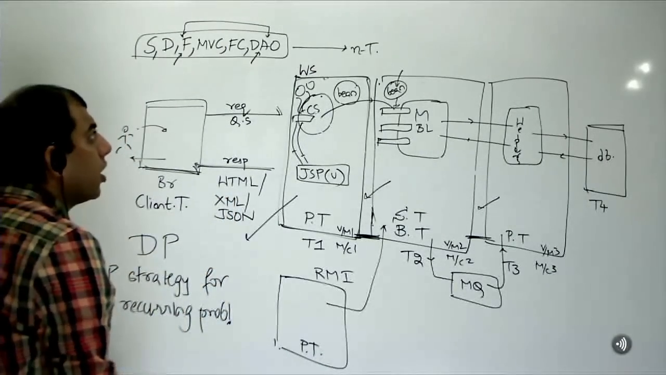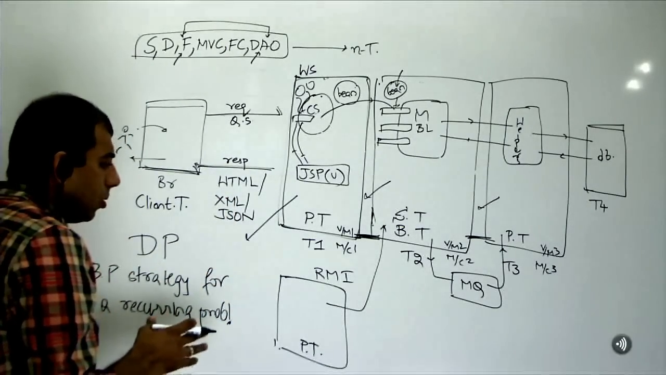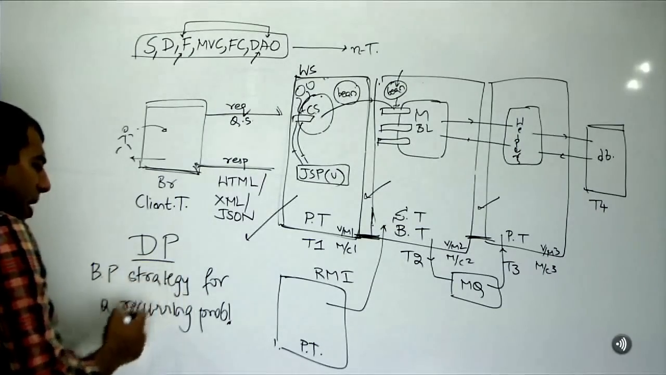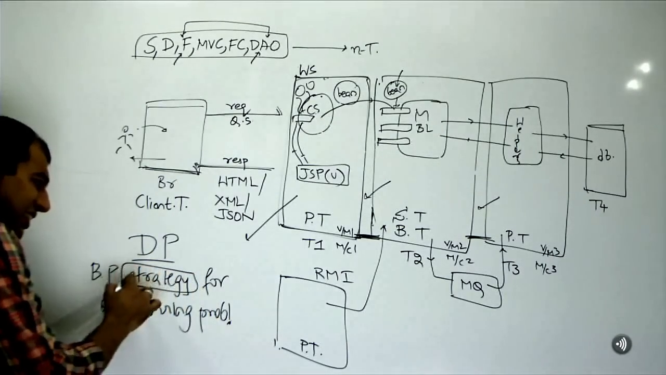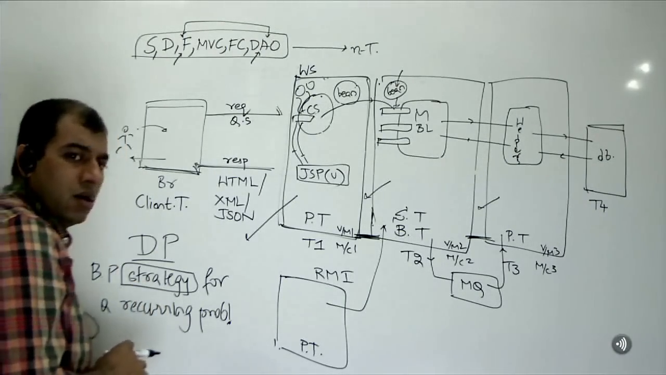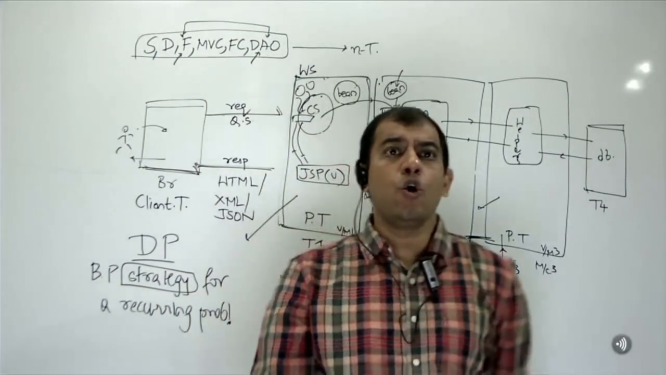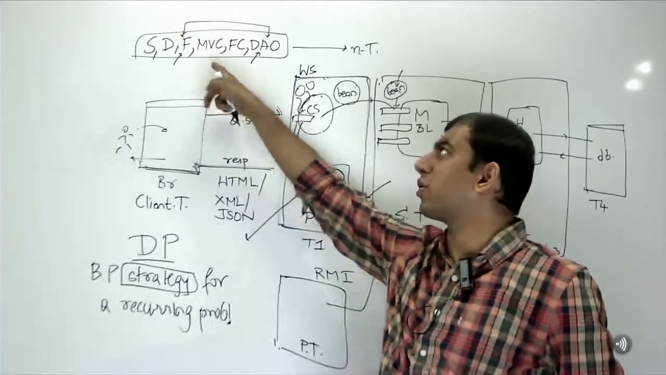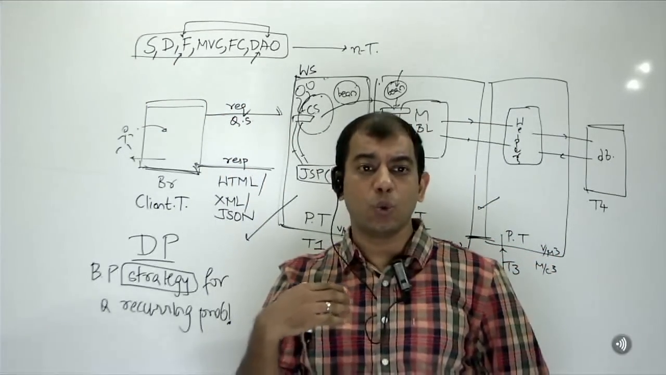But right now, we understand that a design pattern is a best practice strategy for a recurring problem. However, who has to implement this strategy? Who has to write the code for singleton? Who has to write the code for MVC? We have to do it.